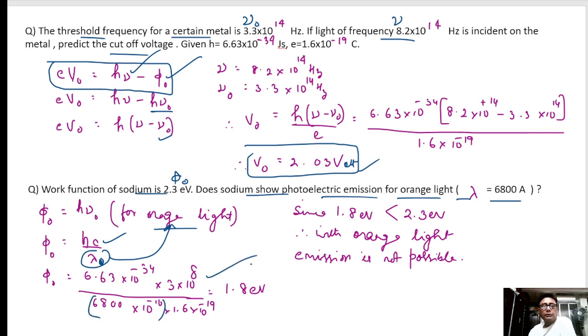Okay, so using the formula hc by lambda, and if I divide it by 1.6 into 10 to the power minus 19, I will get it in electron volts. That means the minimum work function required to eject electrons is 1.8 electron volt, but here the work function is given as 2.3 electron volt. That means this is very less than this, so emission is not possible. No electrons will be emitted.